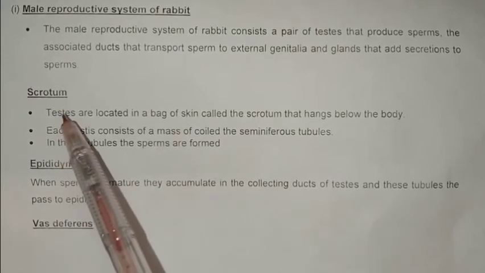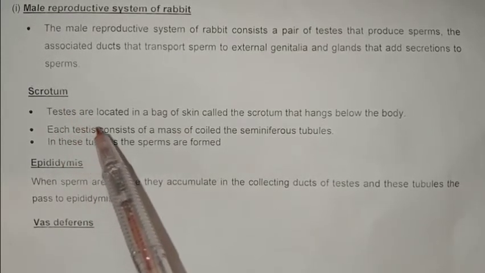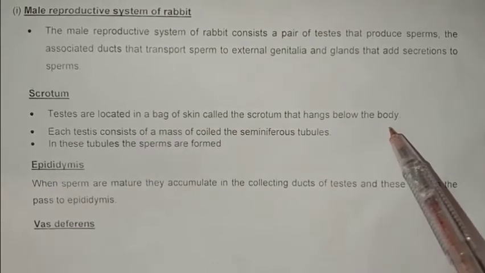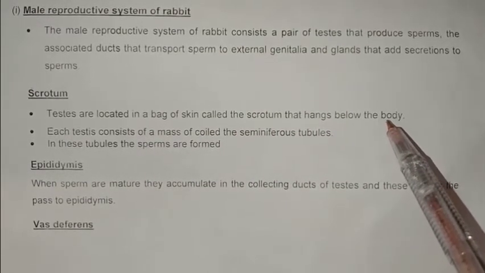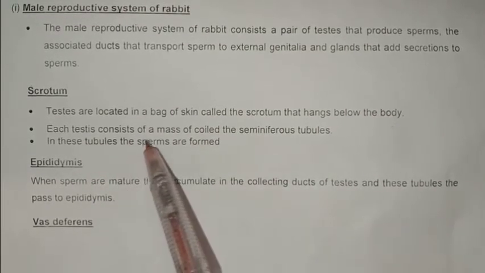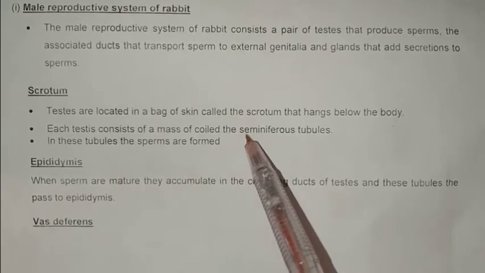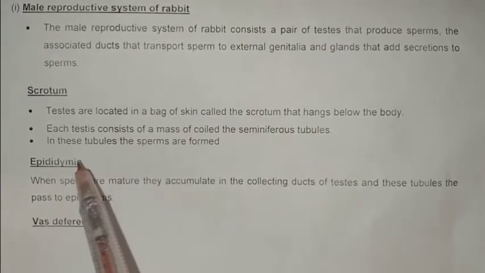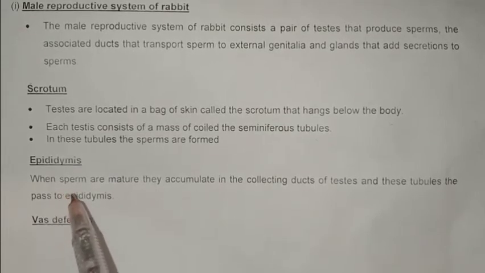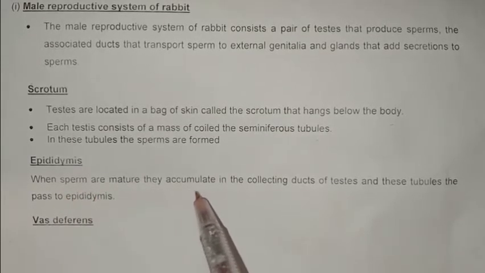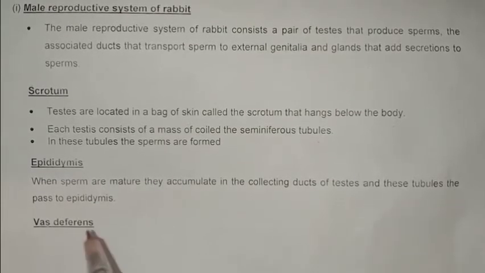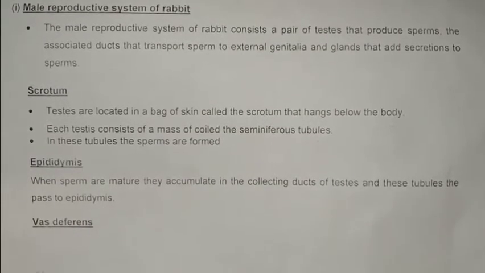The first part is the scrotum. The testes are located in a bag of skin called the scrotum that hangs below the body. So the scrotum is the pouch for hanging the testes. Each testis consists of a mass of coils, the seminiferous tubules. In these tubules, the sperms are formed. Epididymis. When the sperm are mature, they are accumulated in the collecting duct of the testes, and these tubules pass to the epididymis. Vas deferens.